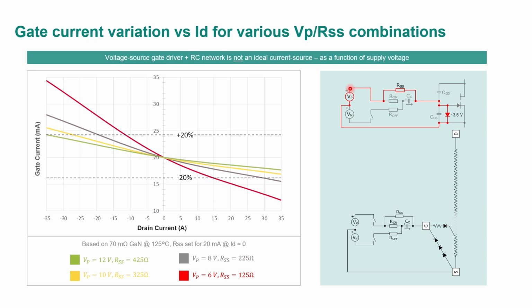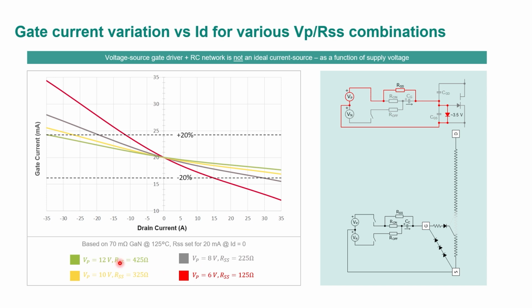So here's an example. Let's assume that we have a 3.5 volt drop on our GIT gate, which is a typical number, and I'm varying the supply voltage here. I start at 6 volts, I go to 8 volts, 10 volts, 12 volts. In each case, I have to adjust the resistor to get the same 20 milliamp current, right? So my center point here with zero drain current is 20 milliamps. That's my target gate drive.